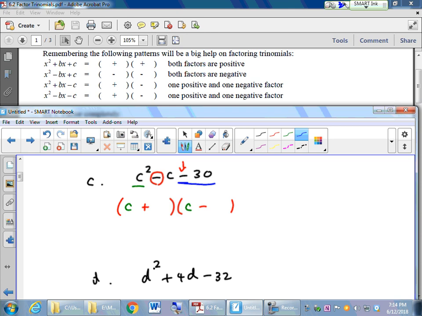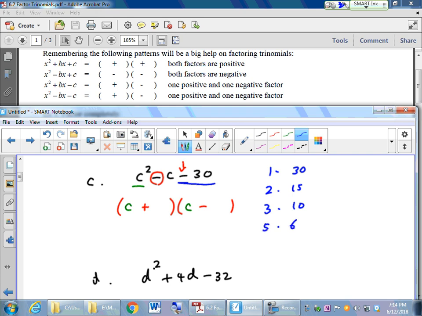So that will be 1 times 30, but that will not give you negative 30, so it must be 1 times negative 30. Let's put it this way. Let's look at the numbers first. 2 times 15, and 3 times 10, 4 times, can 4 go into it? No. Can 5 go into it? Yes, 5 times 6.